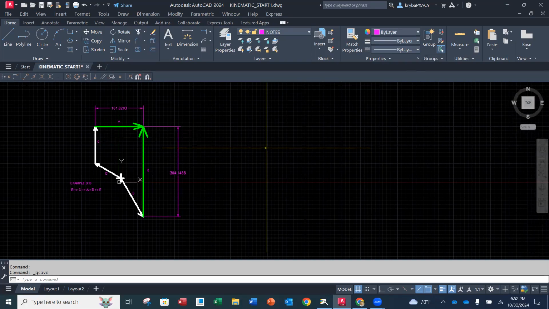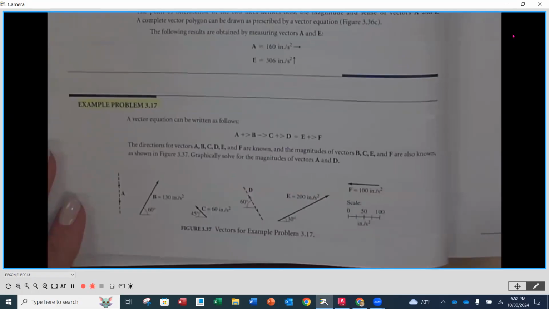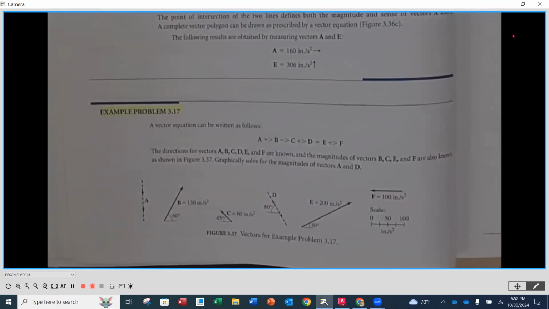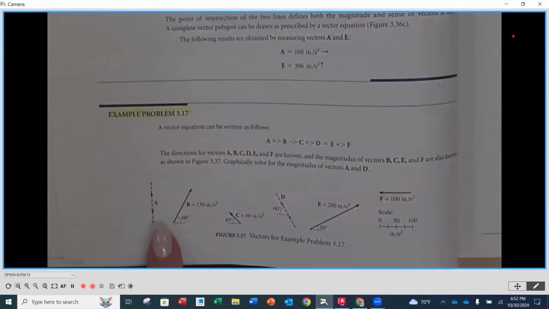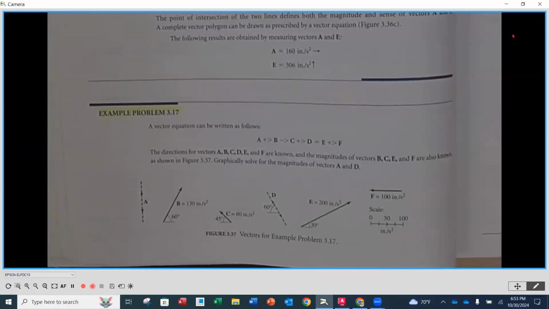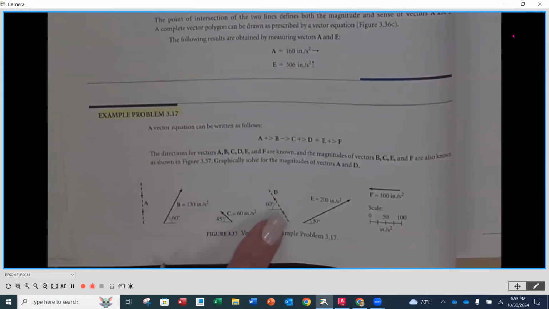All right. So we've got one more example to do, and that is going to be 3.17. So let's look at 3.17. This is going to be similar to 3.16. We have a vector equation of A plus B minus C plus D is equal to E plus F. Okay. So you're going to notice that as we look at the vectors that we have down here, remember, vector equations, we can have 2 unknowns, and we do. We have unknown magnitude for A and unknown magnitude for D.